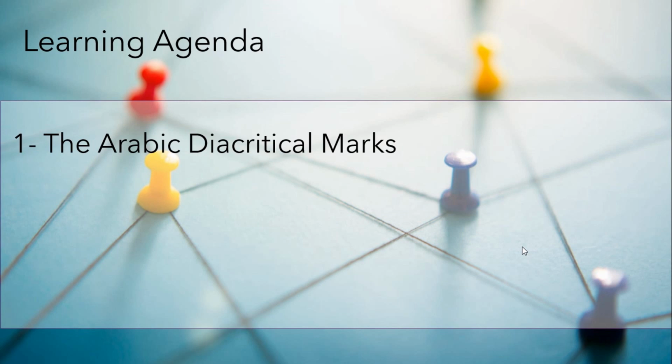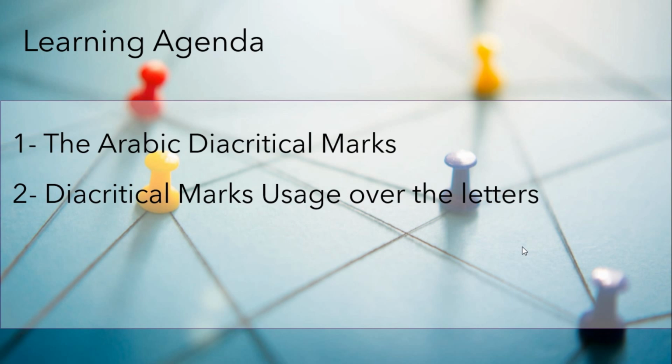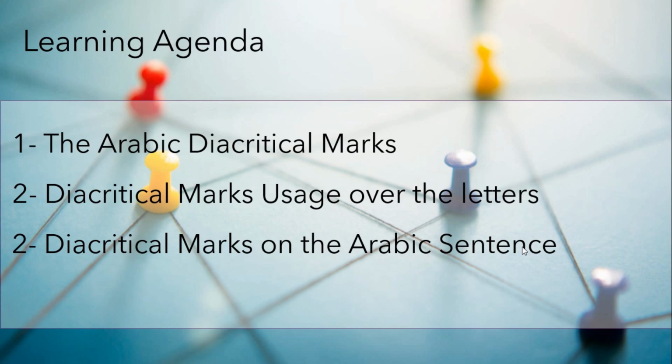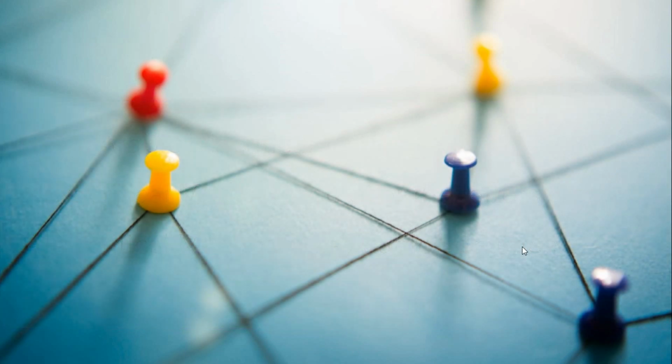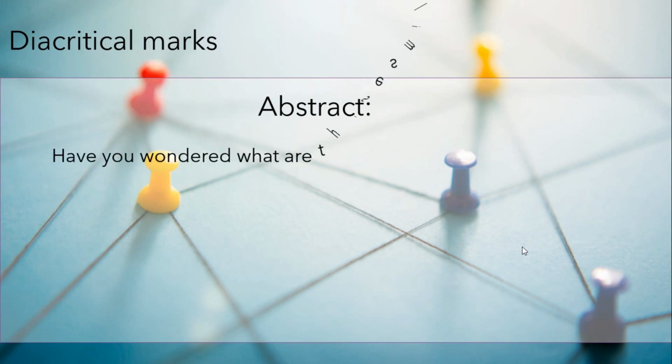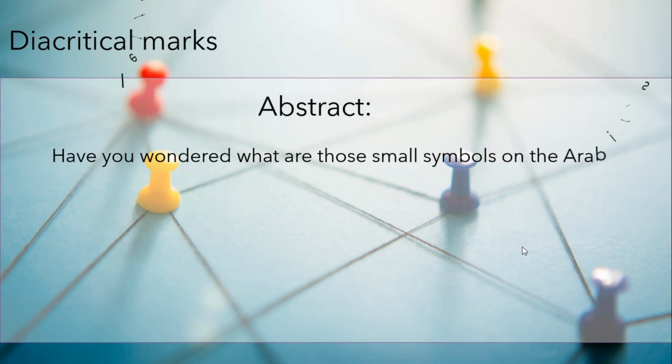Our learning agenda for this will be the Arabic diacritical marks. What are these marks? How many are they? And what effects are they doing? Then we will have the diacritical marks usage over the letters. What effects they are doing to the letters, why we are using this one rather than the other one. And last but not least, diacritical marks on the Arabic sentences. What they are doing to the sentences and what effects we are going to benefit from as readers from these diacritical marks.